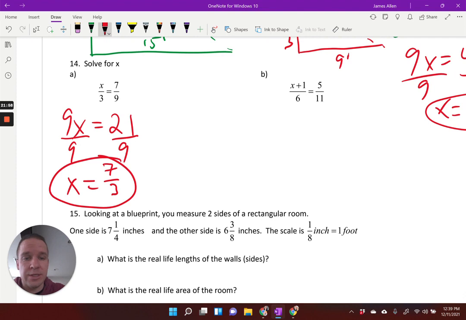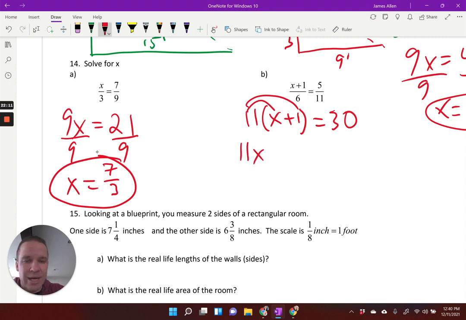Next one, got to be careful with this because I have 11 times x plus 1. So I'm going to write out 11 times the quantity x plus 1. So we'll put that in parentheses equals 5 times 6 is 30. And then I got to remember to distribute. So I've got 11x plus 11 equals 30. Okay, I'm falling apart here.